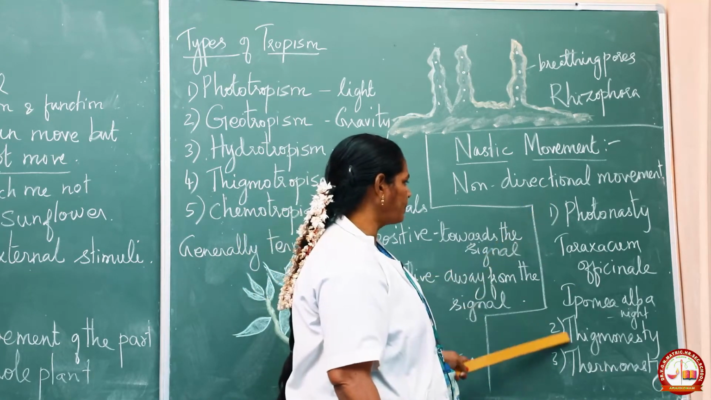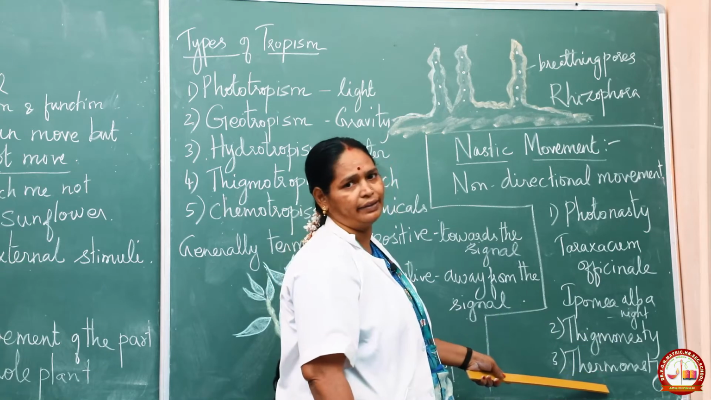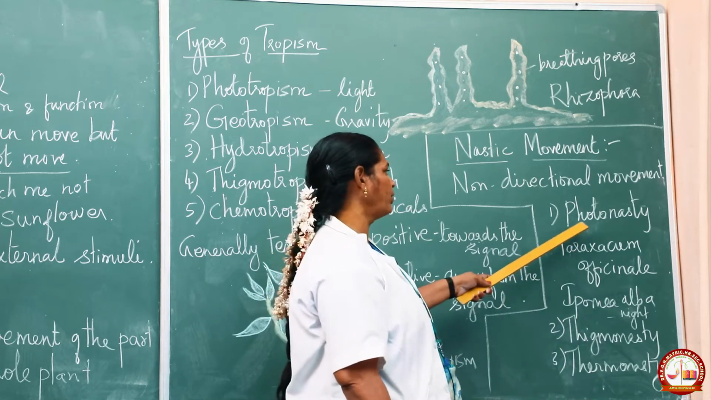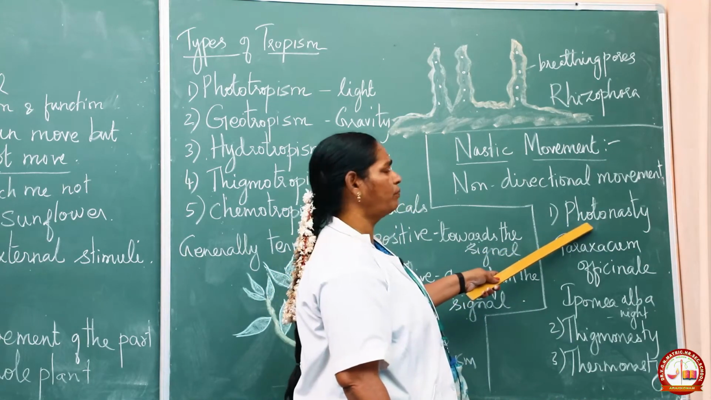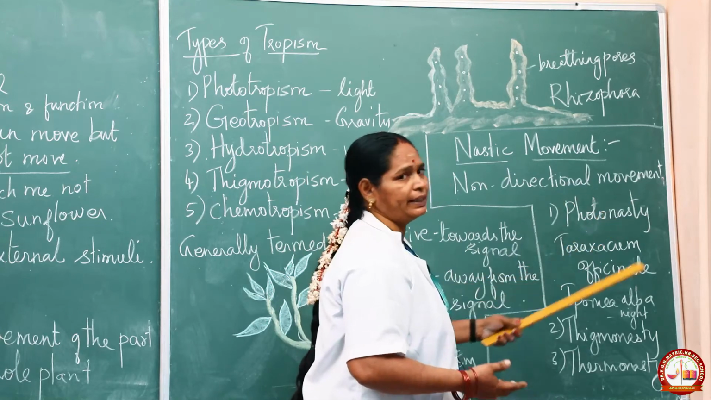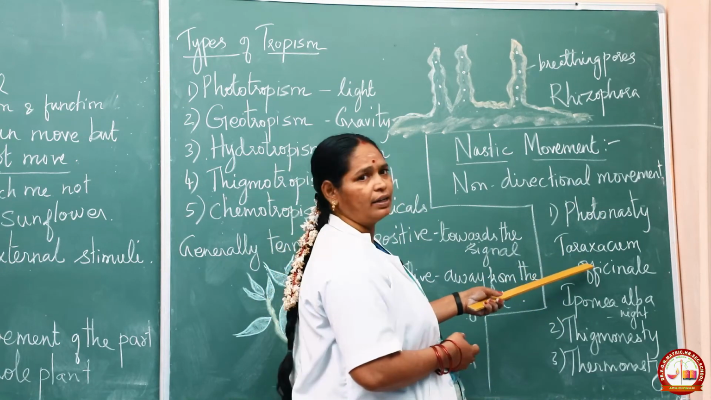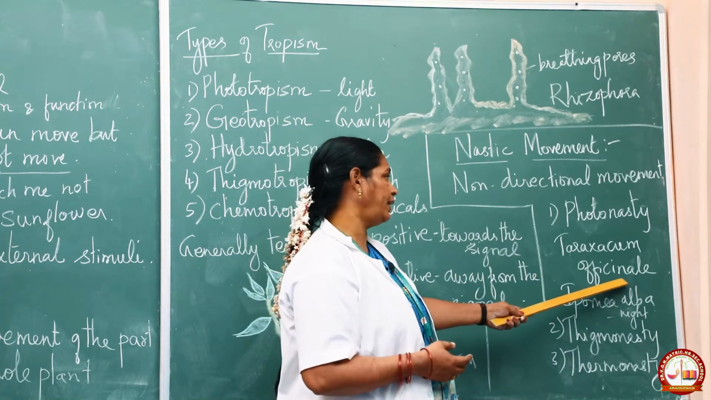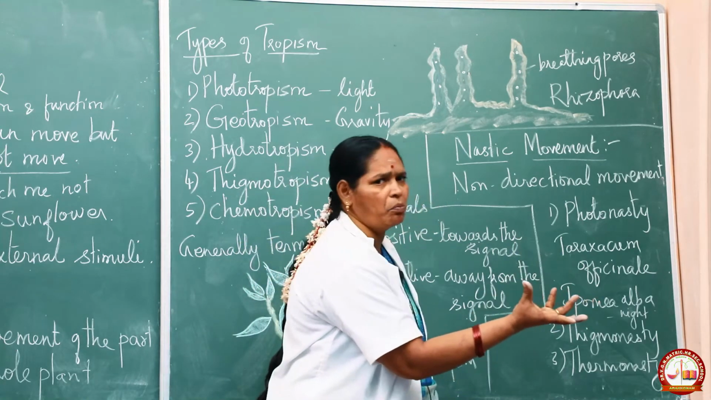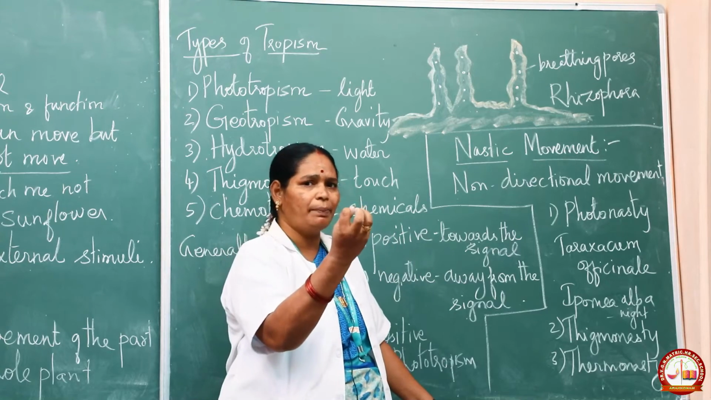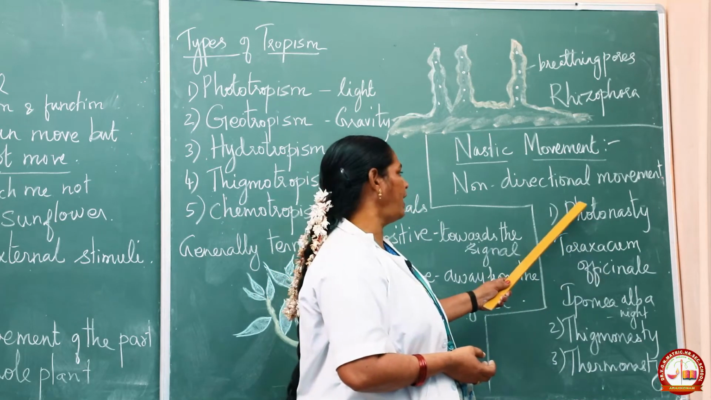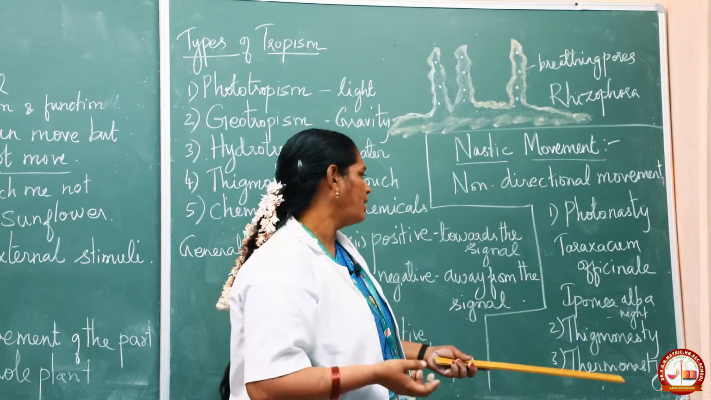Nastic movements are of three types: photonasty, thigmonasty and dermonasty. Here I have to explain photonasty. What do you mean by photo? Once again I am repeating, photo means light. It is a non-directional movement in the plant parts. A very good example I have given here, Taraxacum. See, Taraxacum, what does it do? It blooms in the morning and closes its flower petals at night. Children, Taraxacum favors the light. It needs the sunlight to bloom like a sunflower.